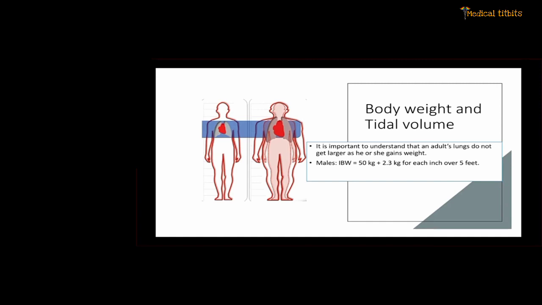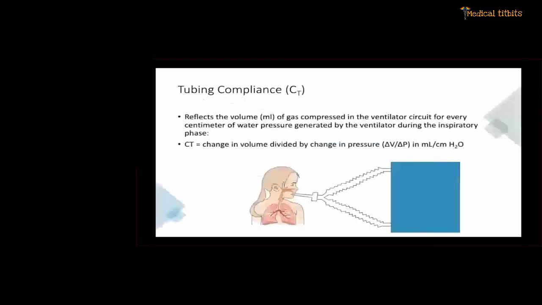You can have a rule of thumb to calculate the ideal body weight. For males, it will be 50 kg plus 2.3 kg for every inch over 5 feet. And for females, 45.5 kgs plus 2.3 kg for each inch over 5 feet. You can always measure the length or height of the patient if you have a simple instrument called a measuring tape in your ICU and emergency room.